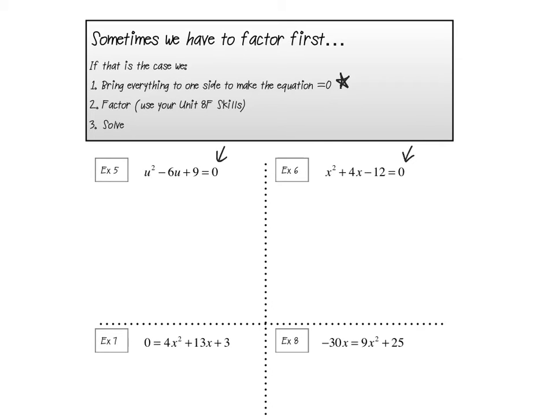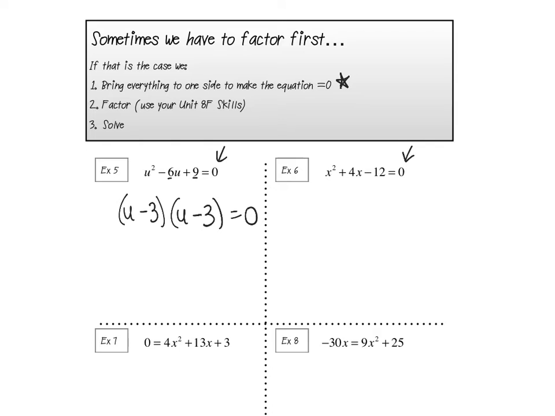So what are two numbers that multiply to get you 9 and add or subtract to get you 6? I'll set up my equation here with the open parentheses. I'm going to put U up front because that's the letter that they use. And the two numbers that make 9 and 6 are 3 and 3. And since it's a minus plus setup, I'm going to put two minuses in there. And that is equal to 0.